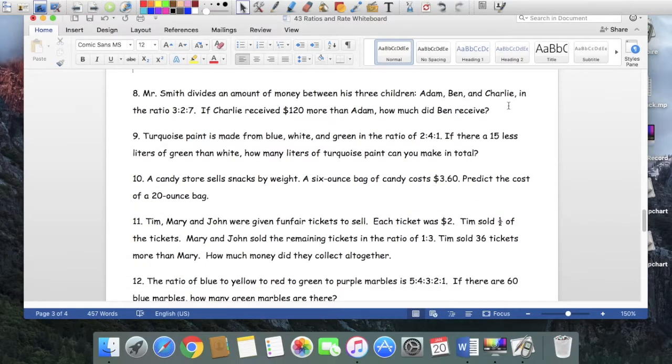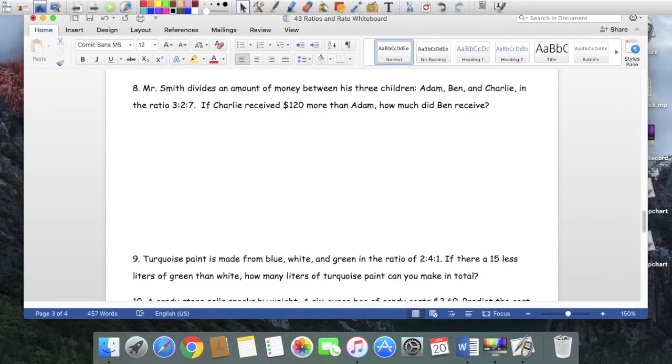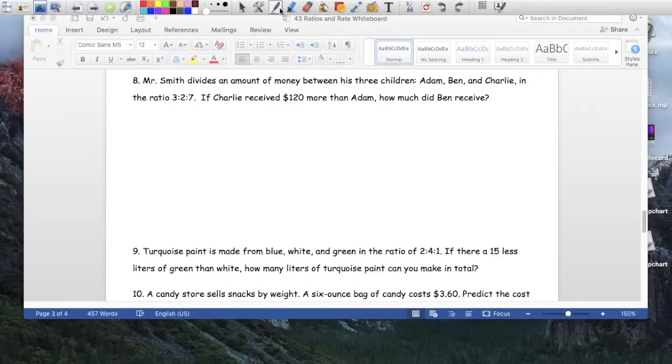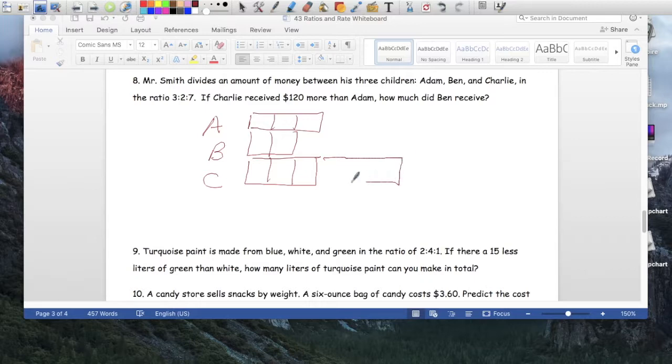Number 8. Sam divides their money among 3 children. This one I like. We'll call them Adam, Ben, and Charlie, in the ratio of 3 to 2 to 7. So that's our ratios here.